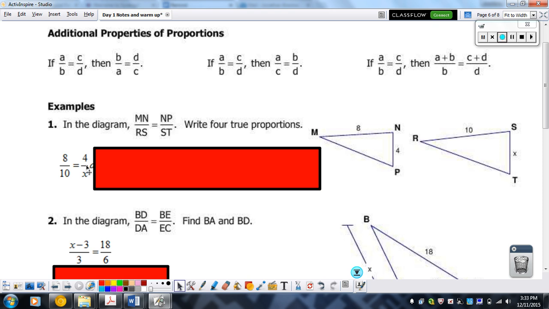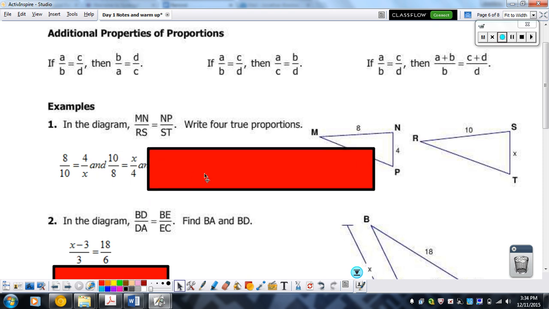So 8 over 10 is going to equal 4 over x. Okay? Now, as I said, we could flip these over and still have a valid proportion. So I could say that 10 over 8 equals x over 4. And all I did here was flip these over.